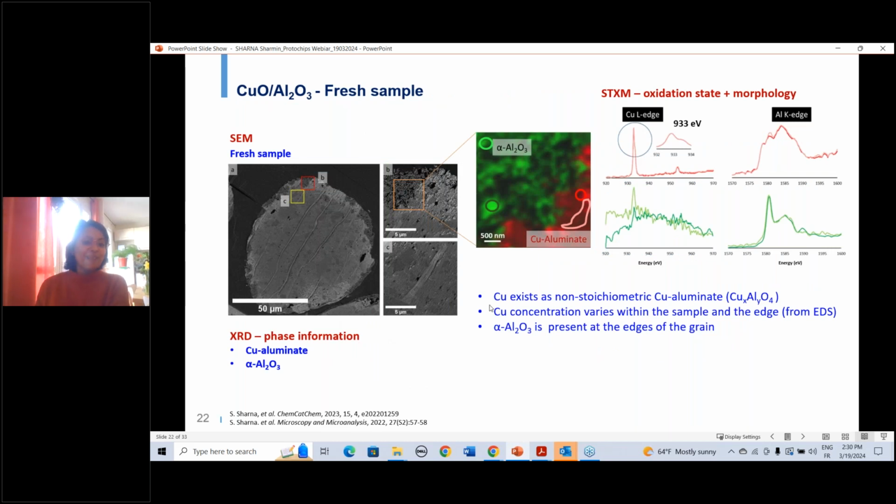Here we are with the fresh material, which is composed of copper aluminate. When we impregnated and calcined the sample, the copper reacted with the alumina to form copper aluminate. We can see that the copper concentration is more or less homogeneous inside the grain, but it changes towards the edge, which is a bit rich in copper. And in some areas, we see changes in the support structure. The initial support is gamma alumina, but here we also see some alpha alumina form.